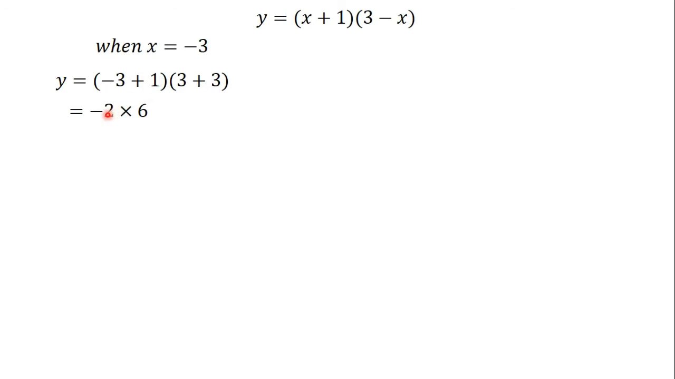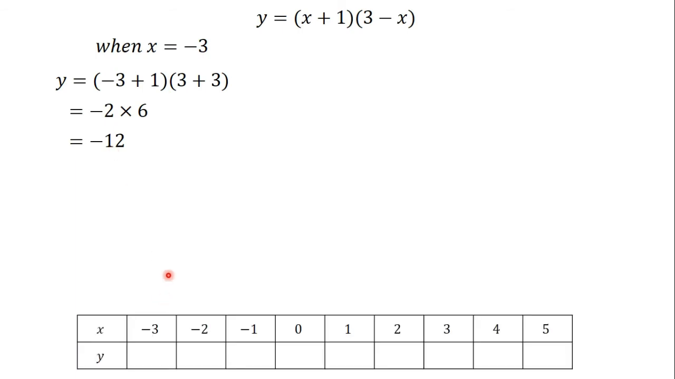-3 + 1 will give us -2. 3 + 3 will give us 6. -2 times 6 will give us -12. So when x is equal to -3, y is equal to -12. Let's write that in the table. So when x is -3, y is -12.